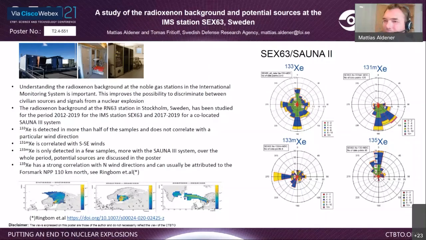So good morning, finally. So I have two posters. I will start with the one where we looked at the background of radioxenon at the IMS station in Sweden. It is important to understand the radioxenon background at the stations in the IMS network. It improves the capacity to discriminate between civilian sources and releases from nuclear explosions. Here you can see the wind directions for detections of the four xenon isotopes. Xenon-133 is detected in more than half of the samples, and you can see more of the details in the poster.